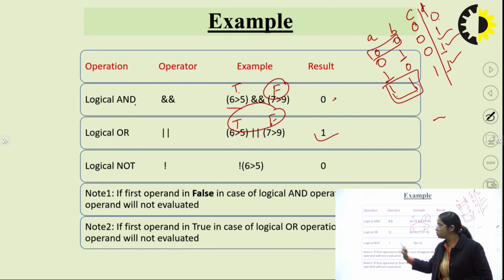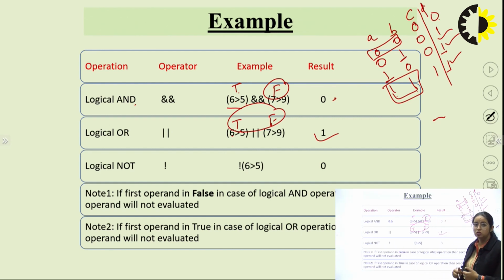The next is logical NOT. What does logical NOT do? If the condition is true, it just reverses that condition. Suppose 0 becomes 1 and 1 becomes 0.